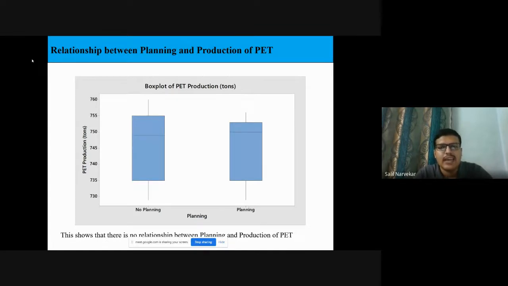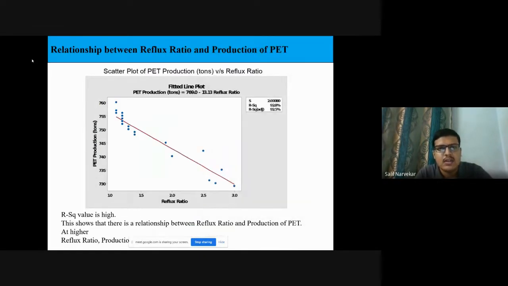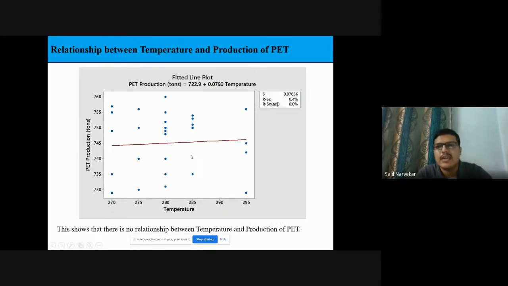But if you talk about planning, there doesn't seem to be much of a drop in PET production, whether there's planning or there's no planning. Talking about reflux ratio, again based on the data which was assumed, the R square value is coming out high, so we can say that there's a relationship between the reflux ratio and the production of PET. At a higher reflux ratio, the production of PET is lower. Talking about temperature, the R square value is very low here, so we can see that there's no relationship between temperature and the production of PET.